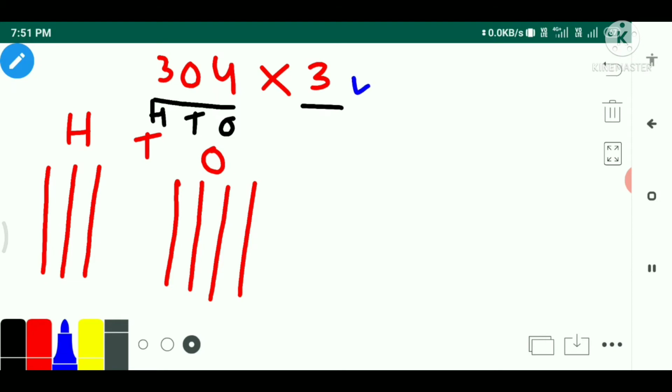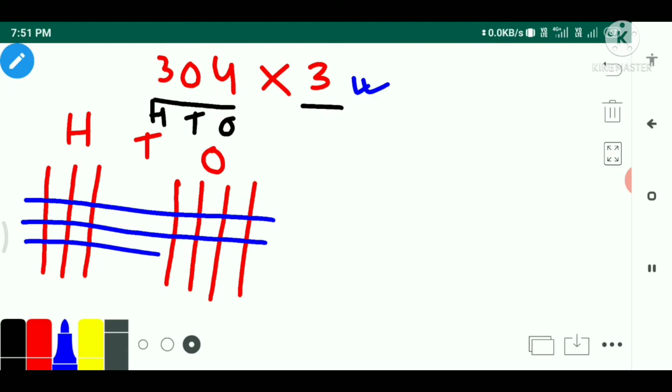Now we'll show this number, and we'll draw long lines to show it. As you can see, 3 is written, so we draw 3 lines, 1, 2, 3. Now we'll find the points where these two sets of lines intersect, or I can say where they meet.